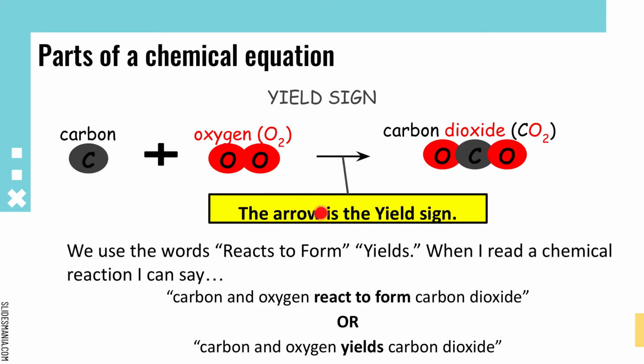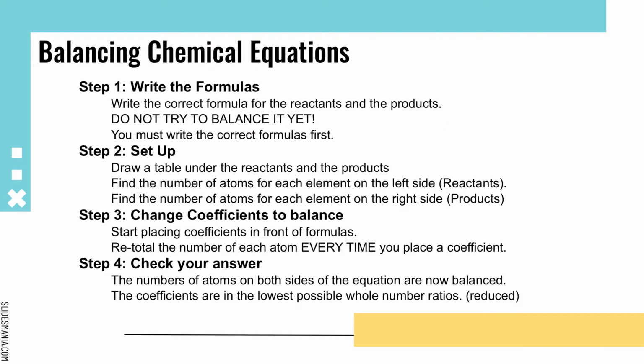Remember, this sign, the arrow, is yield. When we say the words react to form or yields. When I read the chemical reaction, I can say carbon and oxygen react to form carbon dioxide, or carbon and oxygen yield carbon dioxide. So remember balancing chemical equations.